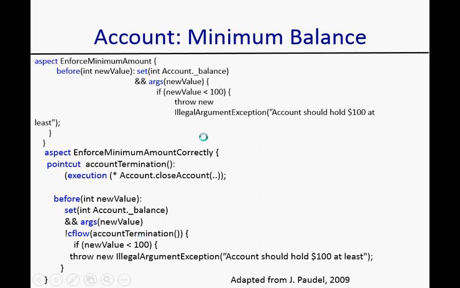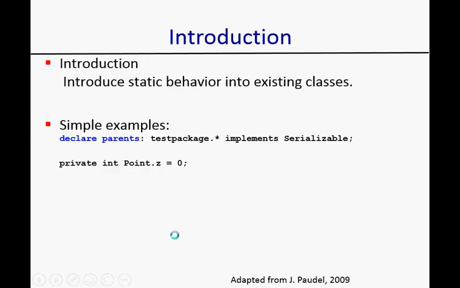But this could be a problem because we may not be handling the case of account termination, where we're actually setting it to zero because we're closing the account. So, ladies and gentlemen, here we can basically rule out that we're in the midst of executing a close account method, and so we're not within the cflow of an account termination method. If we are within an account termination method, we won't put in place this catch. So if we're not in cflow below or cflow associated with account termination.